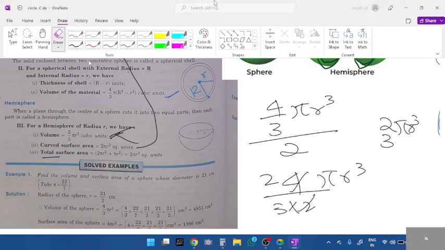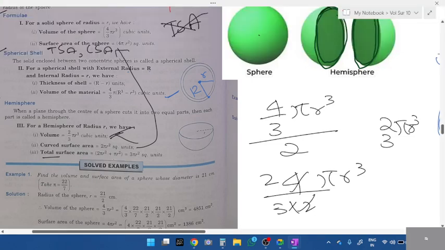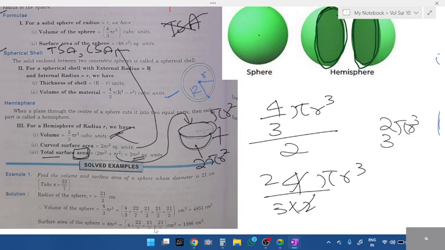Even for total surface area, I can explain. Look at total surface area. This top part is a circle, student. We are talking about total surface area, and there's the word area. So for this circle, area is pi r square. Then for the curved part, just remember it is 2 pi r square. You add both, pi r square plus 2 pi r square, you'll get 3 pi r square. So for the sphere, 4 by 3 pi r cube, 4 pi r square.